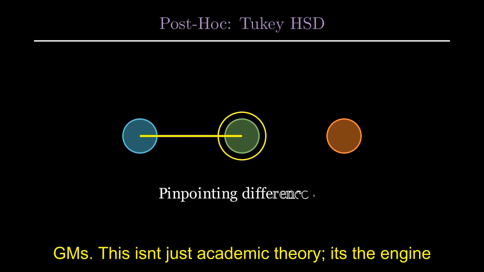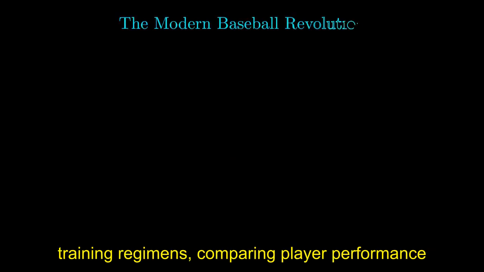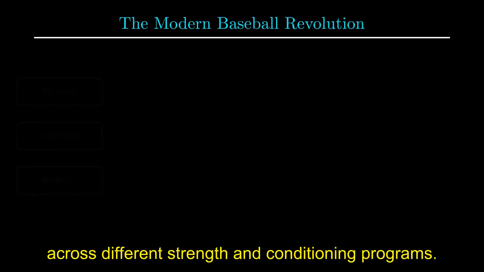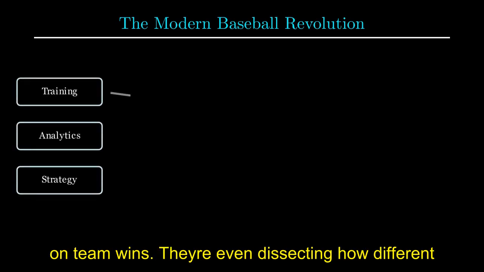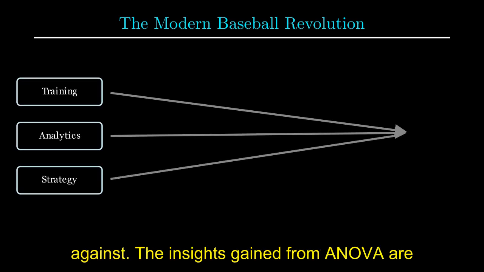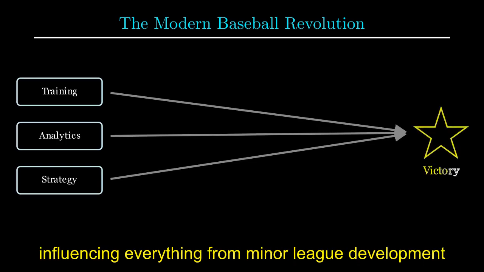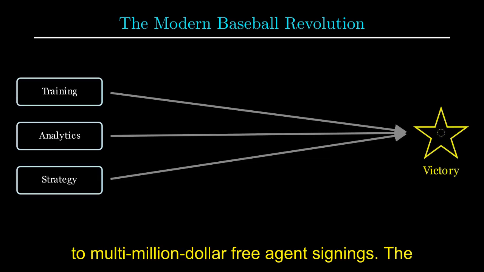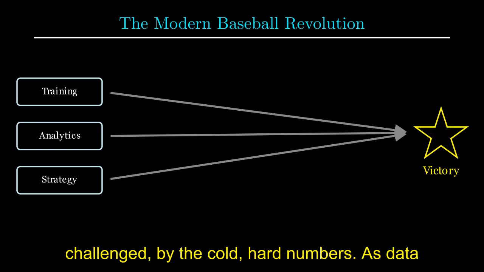This isn't just academic theory, it's the engine driving the modern baseball revolution. Teams are using ANOVA to evaluate the effectiveness of new training regimens, comparing player performance across different strength and conditioning programs. They're assessing the impact of analytic staff size on team wins. They're even dissecting how different pitch sequencing strategies affect batting average against. The insights gained from ANOVA are translating directly into competitive advantages, influencing everything from minor league development to multi-million-dollar free agent signings. The traditional scout's eye is now augmented, and often challenged by the cold, hard numbers.